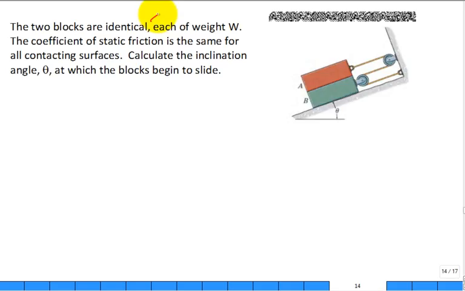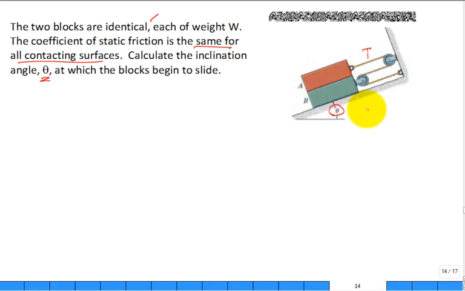When they have identical blocks, do they have the same weight? Yeah. And they have then the same coefficient. Static friction is the same in all contacting surfaces. You have an angle of inclination theta, and you also have this cable that goes around a pulley. It attaches to block A, and the cable goes through the pulley, which then attaches to block B. They don't tell us the tension in the cable, but they ask: calculate the inclination angle theta at which the blocks begin to slide.